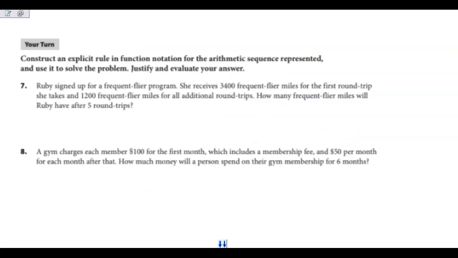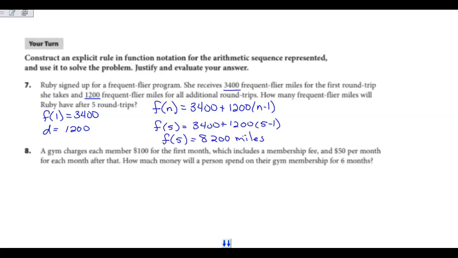Okay, your turn, number 7. Construct an explicit rule in function notation for the arithmetic sequence represented, and then use it to solve the problem. All right, so Ruby signed up for a frequent flyer program. She receives 3,400 frequent flyer miles for the first round trip she takes, and 1,200 frequent flyer miles for all additional round trips. How many frequent flyer miles will Ruby have after 5 round trips? So we know the first one is 3,400, and after that, each one's going to be 1,200. So we know that our first term is 3,400. We know our common difference is 1,200. My explicit rule is, and then they want to know after 5 round trips, how many frequent flyer miles will she have? You should have gotten 8,200 miles.